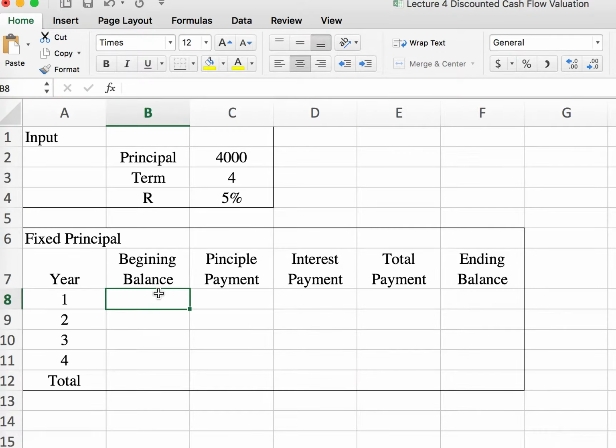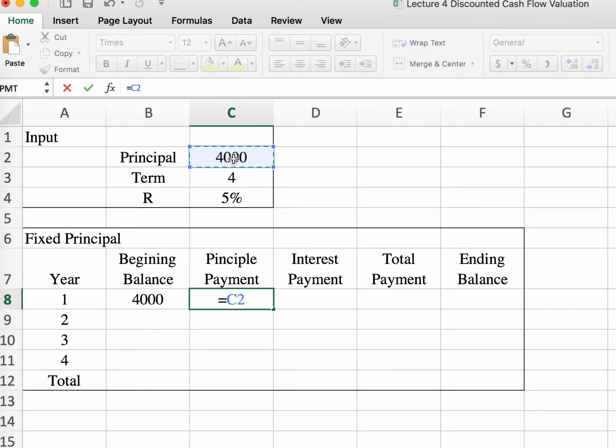So first, let's start from the beginning. The beginning balance of year 1 is $4,000. That's how much you have borrowed in the beginning. And since we are doing the fixed principal, that means the principal payment is going to be the same for every year. So 4 years, and we have $4,000 of principal. So every year the principal payment is going to be 4,000 divided by 4. That is going to be the same for every year. And so we have this part filled in.